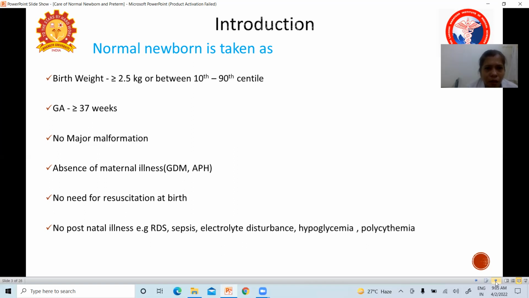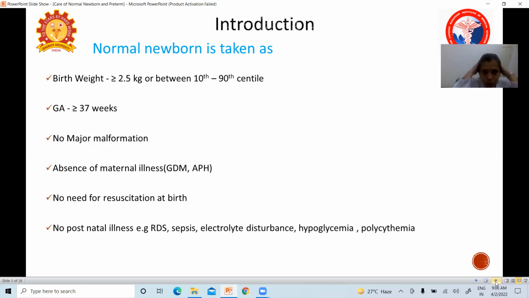So in a nutshell, what is a normal newborn? A newborn who is born as a term baby, more than 37 weeks, with 2.5 kg or more, is appropriate for the gestational age, without any malformation, without any significant maternal illness, cried immediately after birth, and did not have any significant problem soon after birth. So those babies can be taken as normal newborns.